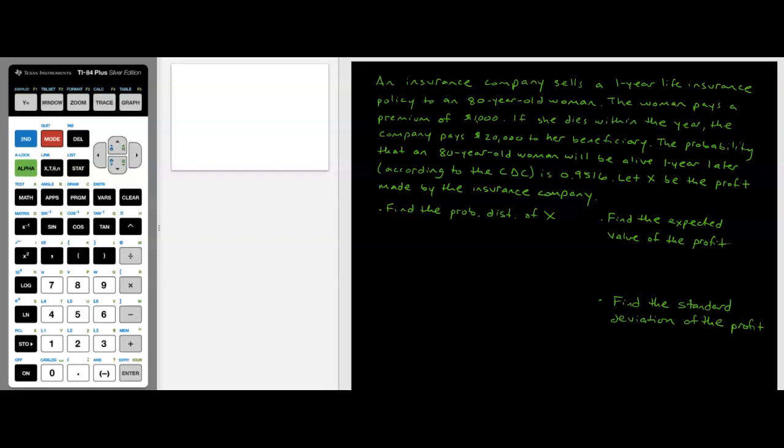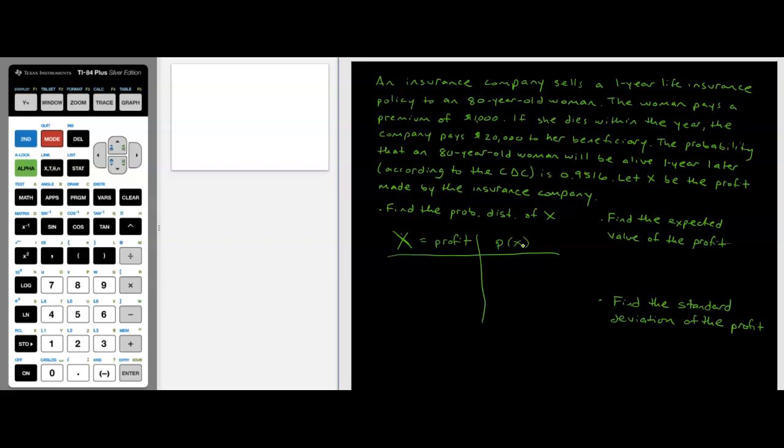The probability, according to the Centers for Disease Control, the CDC, that an 80-year-old woman is alive 1 year later is about 95%, 0.9516. So X is the profit made by the insurance company. And so our first goal is to actually look at the probability distribution of X. If X is the profit made by the insurance company, we can consider the possible profits at the end of a year by the insurance company, as well as the probabilities that are associated with those profits.